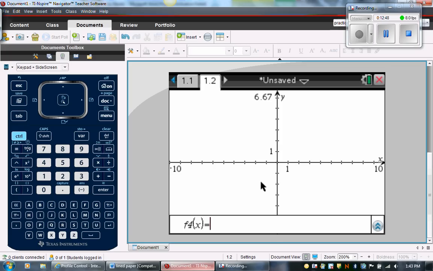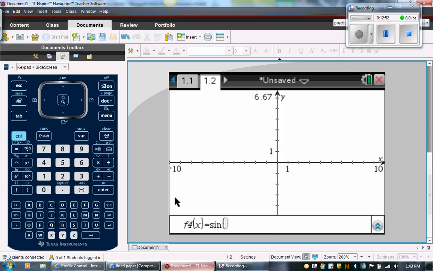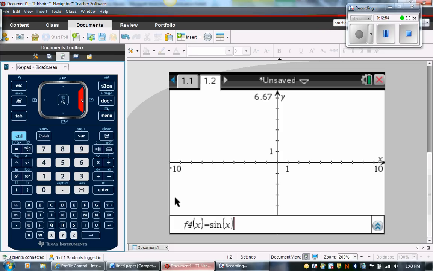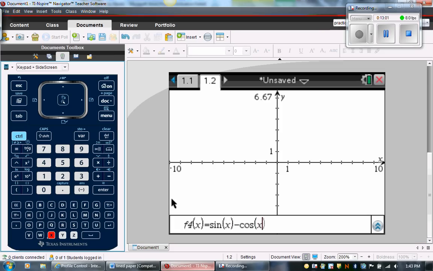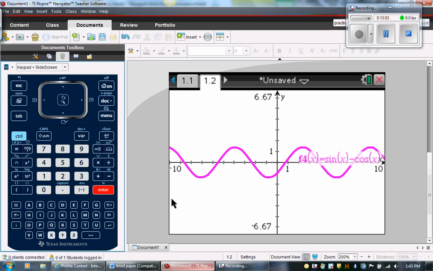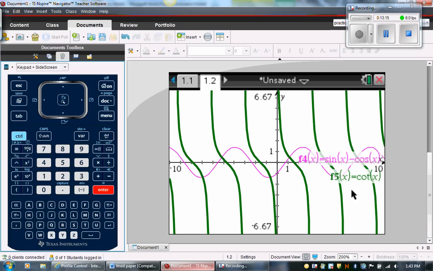So first one, we're going to enter sine x. And everybody should be doing this, not just me. Minus cosine x. I'm going to graph that portion. Control G to bring up my graphing utility again. And we're going to graph cotangent x. And this calculator will graph cotangent for us. We can go ahead and do that.